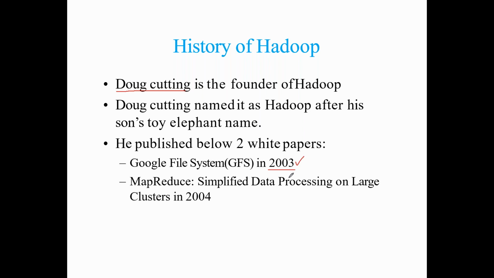Now the solution came in the same year, 2003, in the form of a white paper called GFS. GFS stands for Google File System. This is a solution for the storage problem. Basically, this is the place where all the big data is stored, right? And it eventually spawned another white paper in 2004 called MapReduce. MapReduce is the data processing layer. That is, whatever big data is stored on Google File System can be processed with the help of MapReduce.